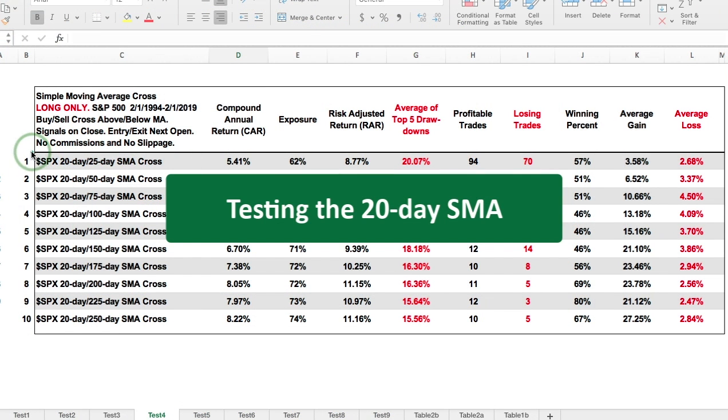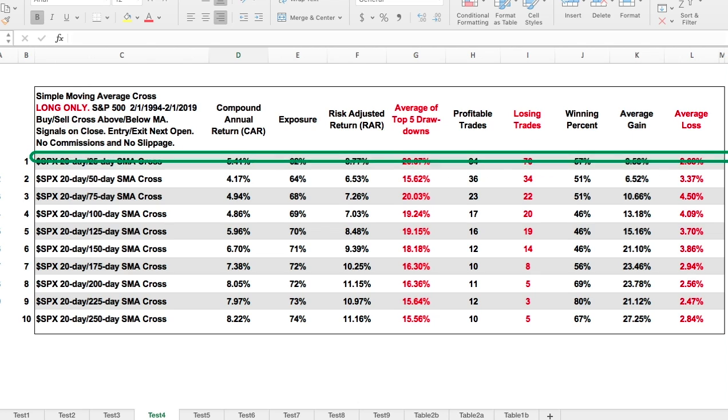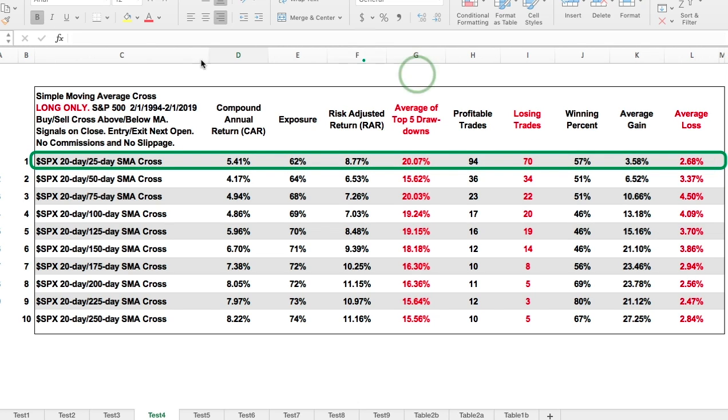Now, I came across this 25-day cross because I was running this optimization using the 20-day moving average and seeing how it performed with other moving averages as the long moving average. And there's the 25-day cross at the top. And you can see that 5.4% compound annual return in the market 62% of the time. This performed better than the 100-day cross, which is kind of surprising. And then if you look at the winning percent, again, you saw that 57%.